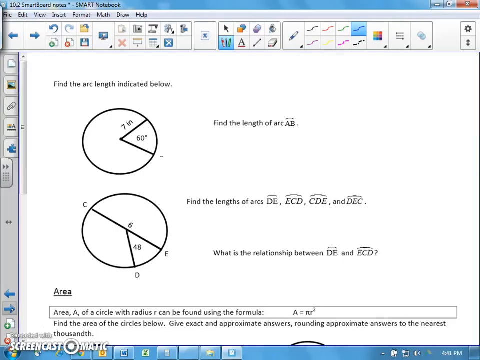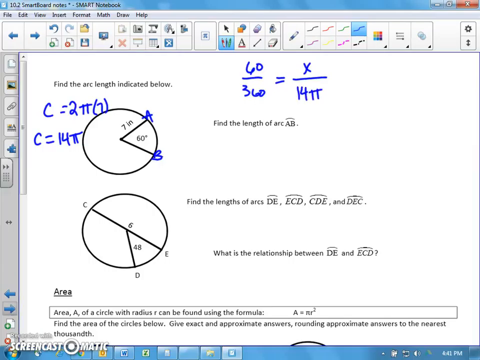We're going to find the arc length of arc AB. And AB is not labeled, so we're going to say that's A and that one's B. So my central angle is 60 degrees. So if I'm going to use the proportion, I would have 60 over 360 equals what I'm looking for over the total circumference. So I need circumference. The problem's giving me radius, so I'm going to do 2 times pi times the radius. So my circumference is 14 pi. Always use the exact form when you're working through these problems. So I'm going to put 14 pi right here.